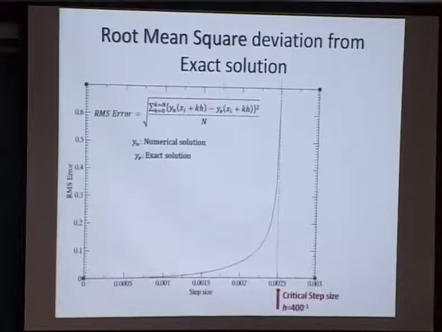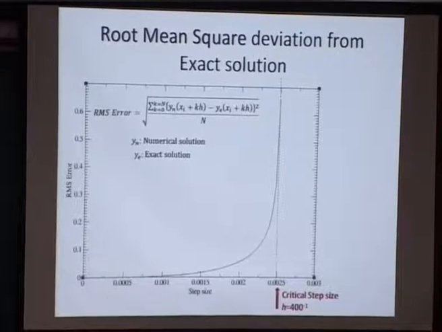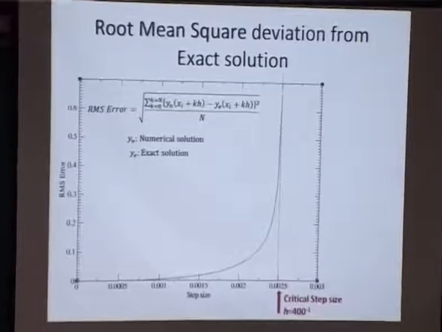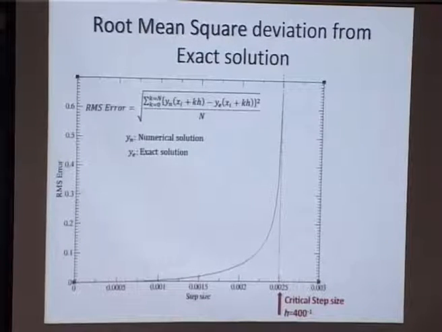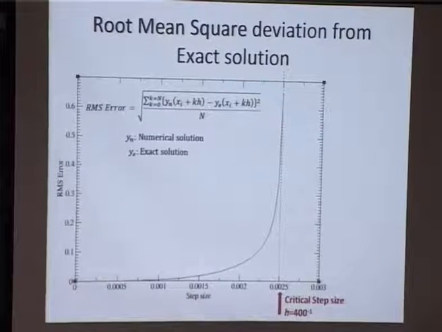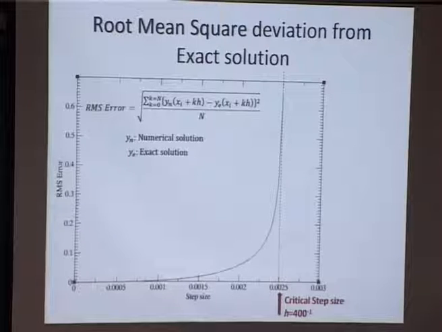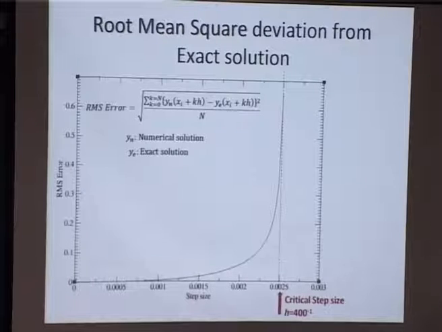So what I've done here is I've plotted the root mean square deviation of the numerical solution from the exact solution. How I do this, I've shown in the top left insert in the plot. I define the RMS error as that, which means yn at xi plus kh minus ye at xi plus kh, that difference, the whole square, and I summate that over all the steps, divide by the number of steps, and take the square root. That's exactly how we define the RMS error.